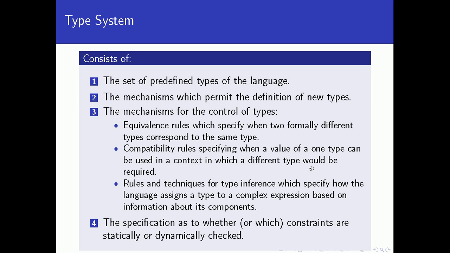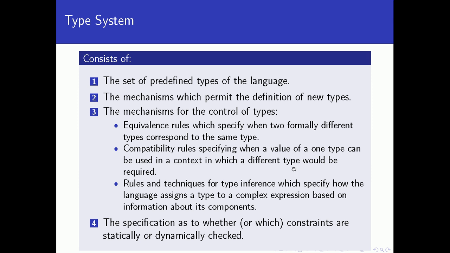So now we continue our discussion on data types and data abstraction. And now we come to the type system. We mentioned earlier this concept of the type system of a language. And what does it really consist of?